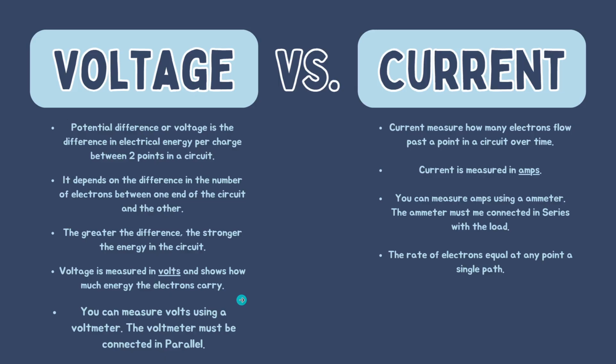On the other hand, current measures how many electrons flow past a point in a circuit over time. It is measured in amps. To measure current, we use an ammeter, which must be connected in series with the load. So just like a water system needs both pressure and flow, an electrical circuit needs both voltage and current to work properly.